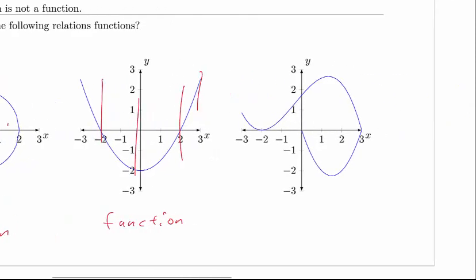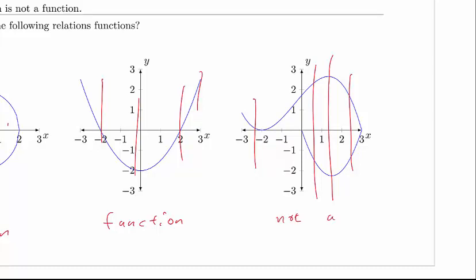Alright, here, note that I can draw a vertical line here. Only one point. It passes, but there are these other points where I can draw a vertical line and it does not pass. So, therefore, this is not a function.